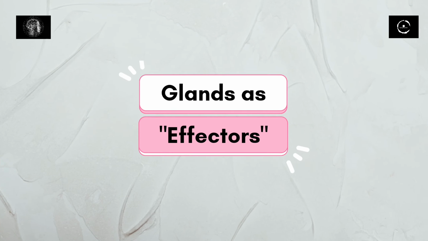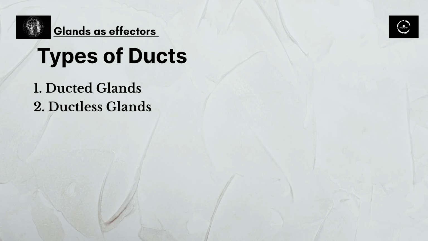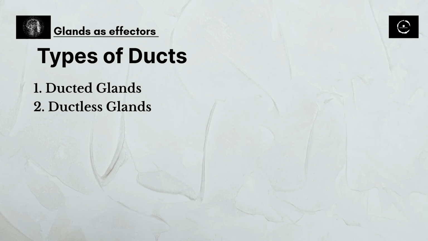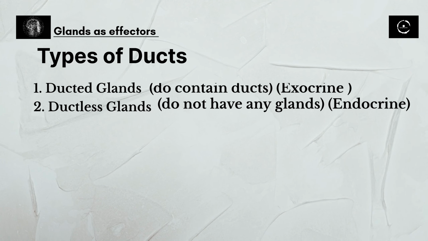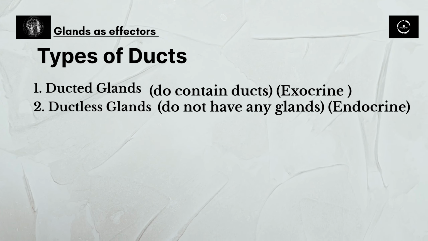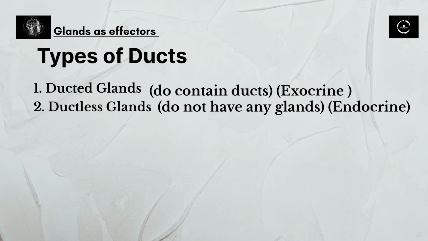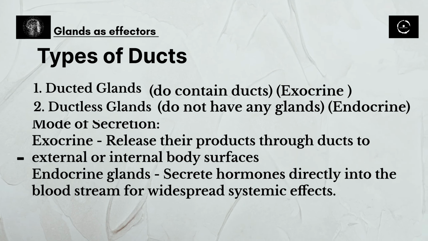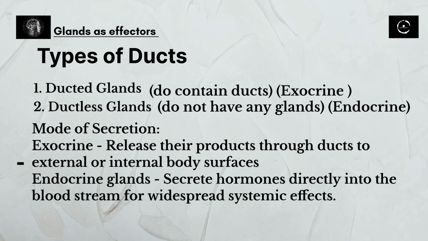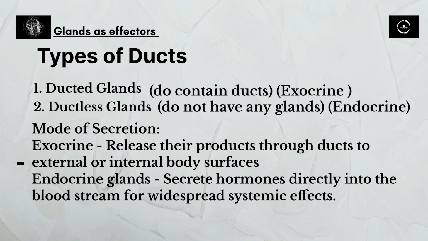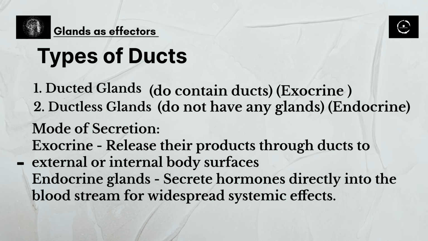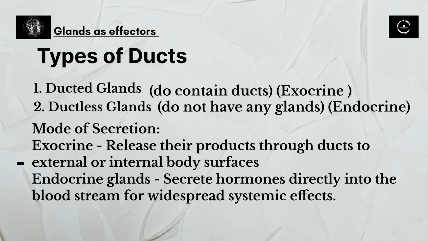Now let's talk about the glands. There are mainly two types of glands, named ducted and ductless. The primary distinction between ducted (exocrine) and ductless (endocrine) glands lies in the presence or absence of ducts and the mode of secretion. Exocrine glands release their products through ducts to external or internal body surfaces, while endocrine glands secrete hormones directly into the bloodstream for widespread systemic effects.